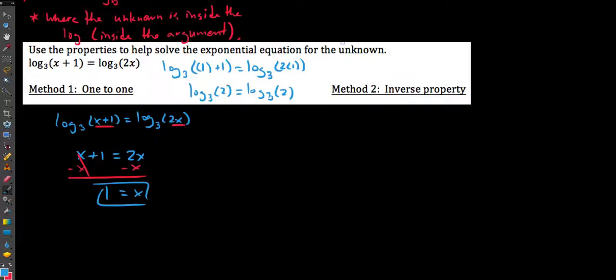But let me tell you, it's not always written so that you have a log equal to another log and they have the same exact base. So let's take a look at our method 2, our inverse property. And the way this is going to look is a little bit different. We say log base 3 of x plus 1 was what we had on the left. On the right, we have log base 3 of 2x.